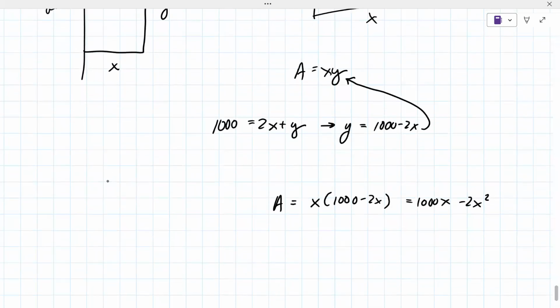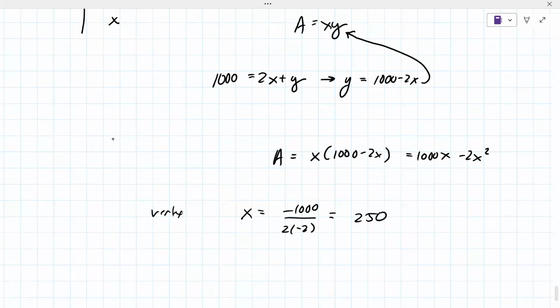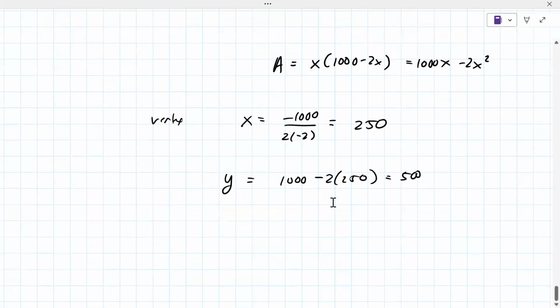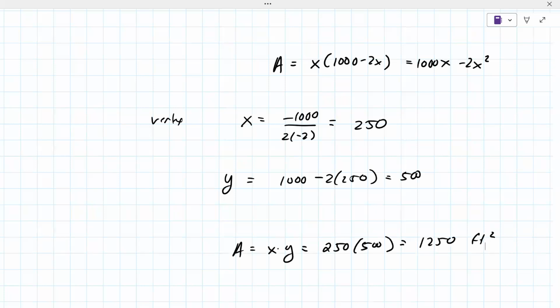And then you're looking for the vertex. So the vertex is negative b over 2a, which ends up being 250. Then you find your y value by putting that back in: 1,000 minus 2 times 250 is 500. And so your area ends up being x times y, which is 250 times 500 feet squared.